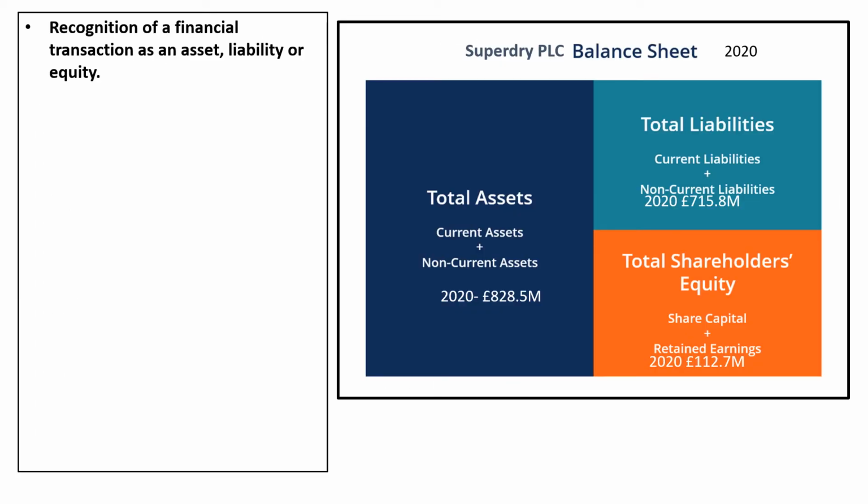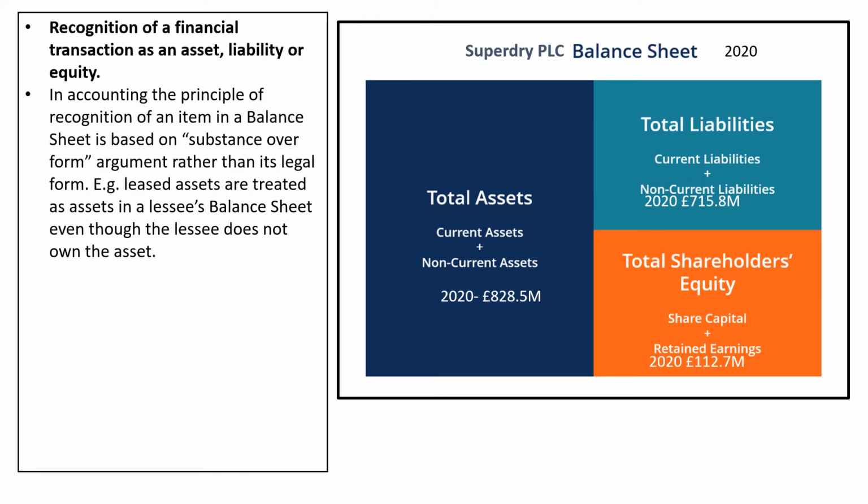In this slide, we look at the recognition criteria of a financial transaction as an asset, liability or equity. The key principle in accounting of recognition of an item in a balance sheet is based on the substance over form argument rather than its legal form. For example, leased assets are treated as assets in a lessee's balance sheet even though the lessee does not own the asset. So what's the criteria?